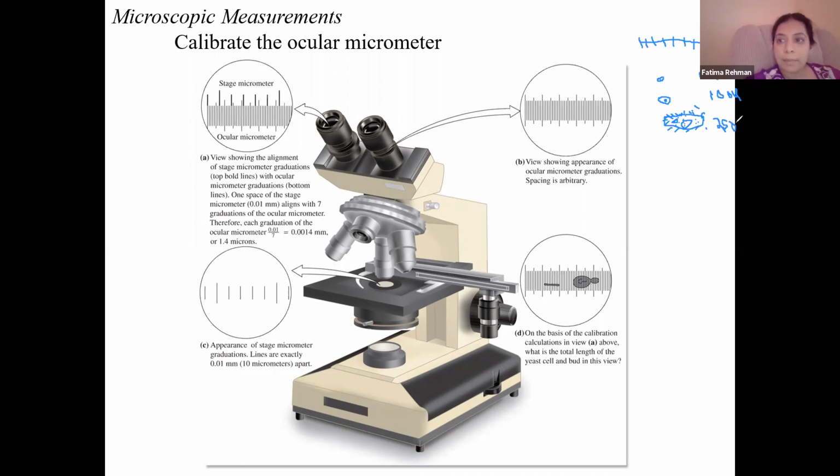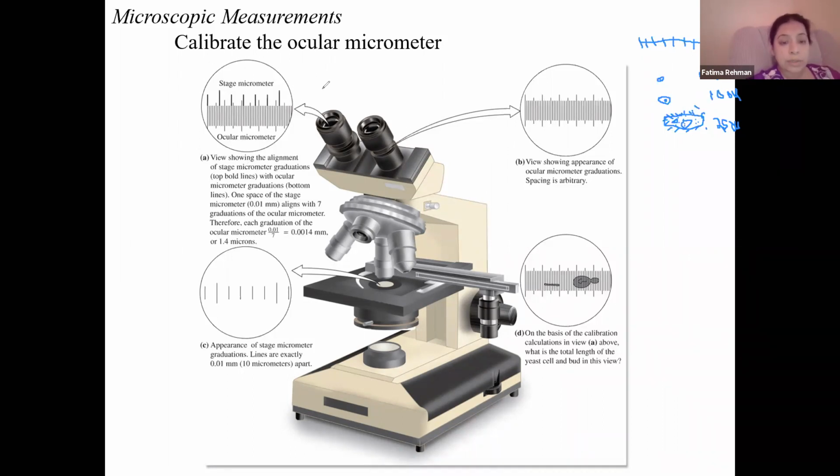So obviously my cell is not suddenly changing in size, but the magnification is changing. What I need is a ruler of known length, something that I know how long it is, that I can put on the stage, just like my slide, and see how that magnifies and how that size changes. So we do that by using a slide that has a ruler on it before we look at our specimens. And that ruler is called a stage micrometer.